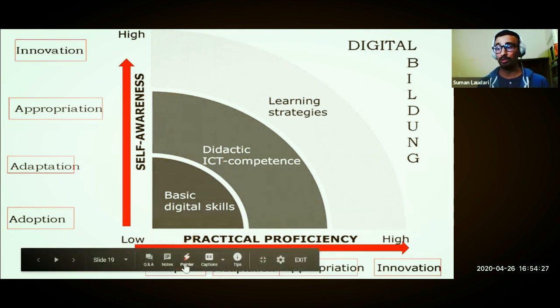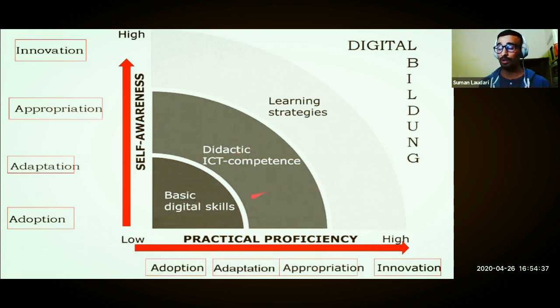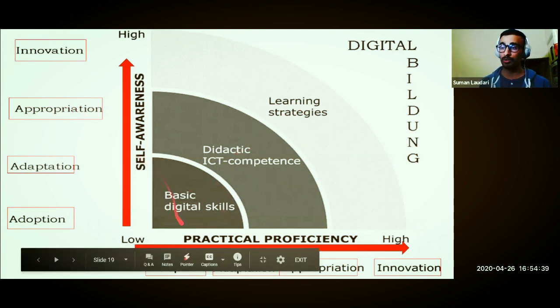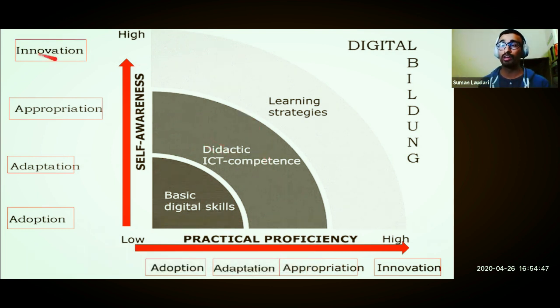So you need to be able to obviously adapt, then you move from adapt to innovation, both in awareness and proficiency, but you also need to have didactic ICT competencies, you need to have learning strategies. Tara yo kaner develop huncha bhanda kheri chai tapaiko yo hernus ta access sanga related cha. As you progress using technology from adaptation to appropriation, you also start thinking about this.